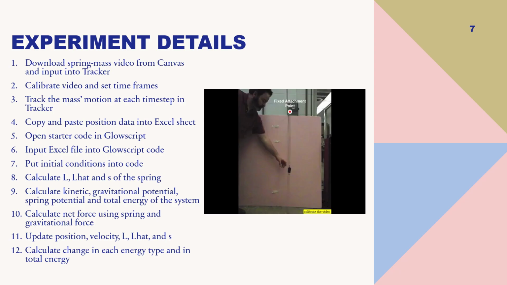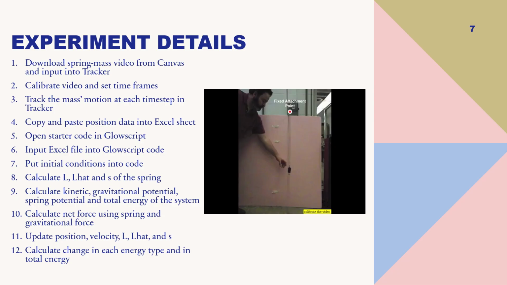The experiment details. First I downloaded the spring mass video from Canvas and put it into Tracker. Then I calibrated the video and set the time frames. I tracked the mass's motion at each time step in Tracker, and then I copied and pasted the position data from Tracker into an Excel sheet. I opened the starter code in GlowScript, put the Excel file as a CSV file into the code, and then I put the initial conditions in.